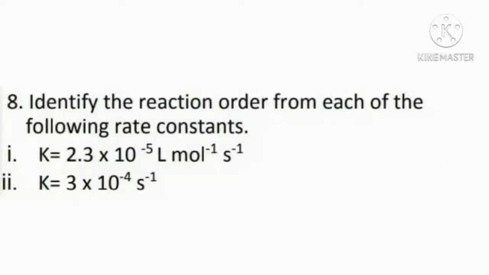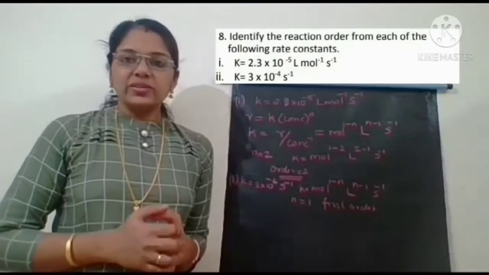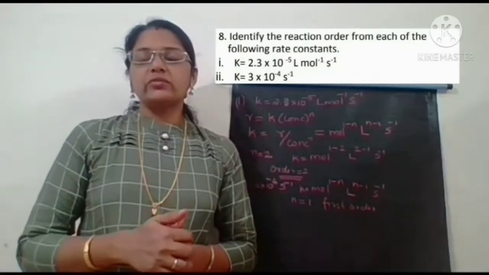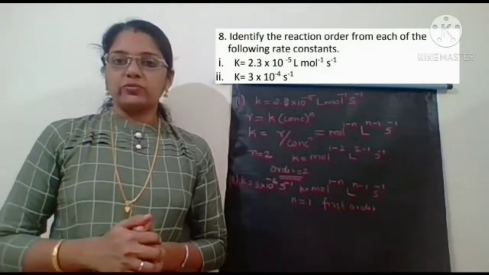Coming to the eighth question, that is identify the reaction order from each of the following rate constants. First rate constant K is equal to 2.3 into 10 raised to minus 5 liter mole inverse second inverse. Second rate constant K is equal to 3 into 10 raised to minus 4 second inverse. So in this question, based on the unit of the rate constant, we can find the order of the reactions.